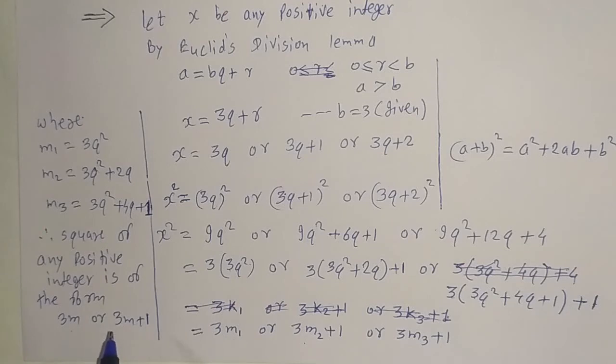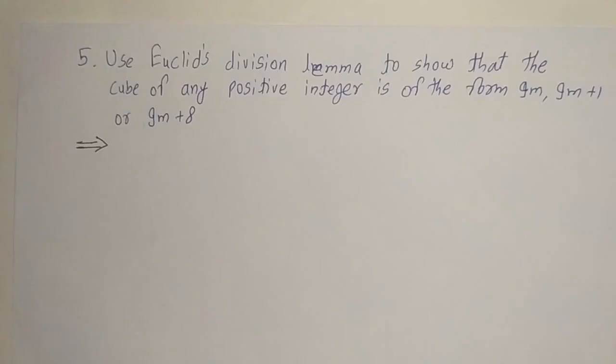Let's look into problem number 5 of exercise 1.1. This is the last example from exercise 1.1. Here the statement says: use Euclid's division lemma to show that the cube of any positive integer is of the form 9m, 9m plus 1 or 9m plus 8. You have to show that the cube of any positive integer has one of these three forms.